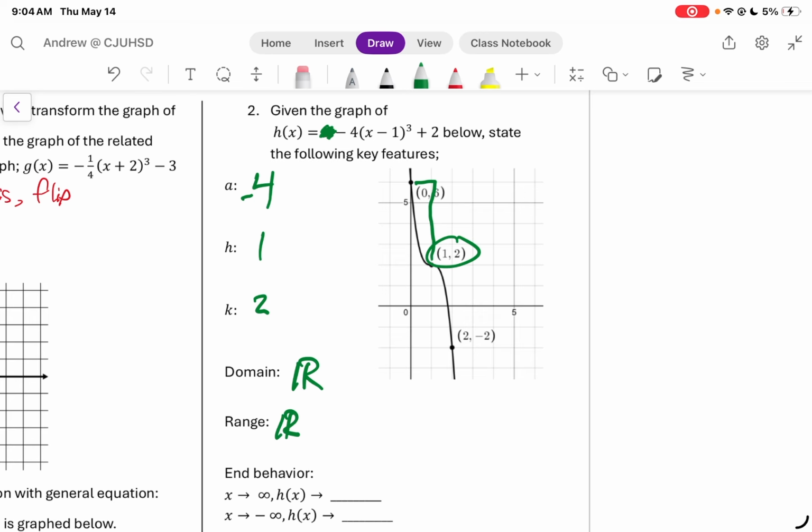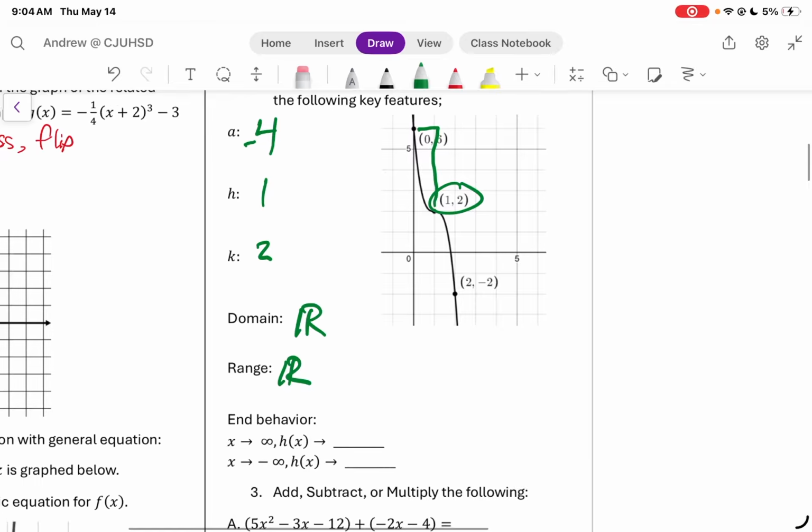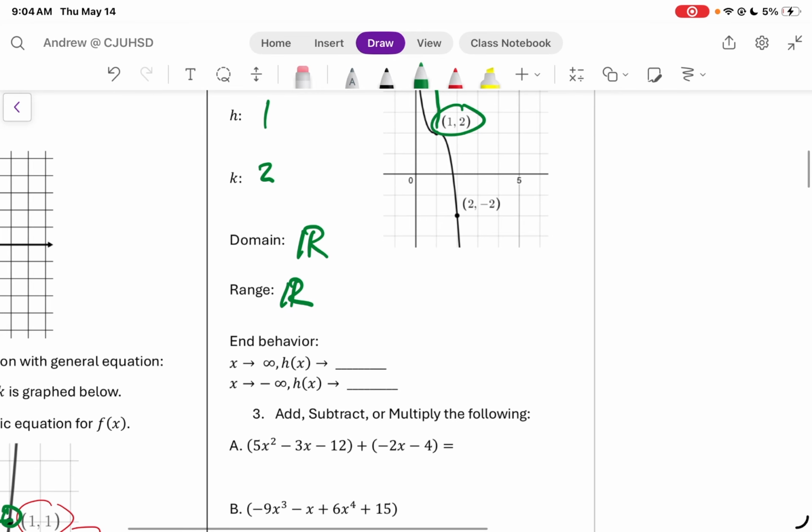Now, as far as the cubic goes, domain and range are all real numbers. So written like this, it means all real numbers, or spelled out in words. The end behavior is that as x goes to positive infinity, the function goes down to negative infinity. As x goes to negative infinity, h of x goes up to positive infinity.